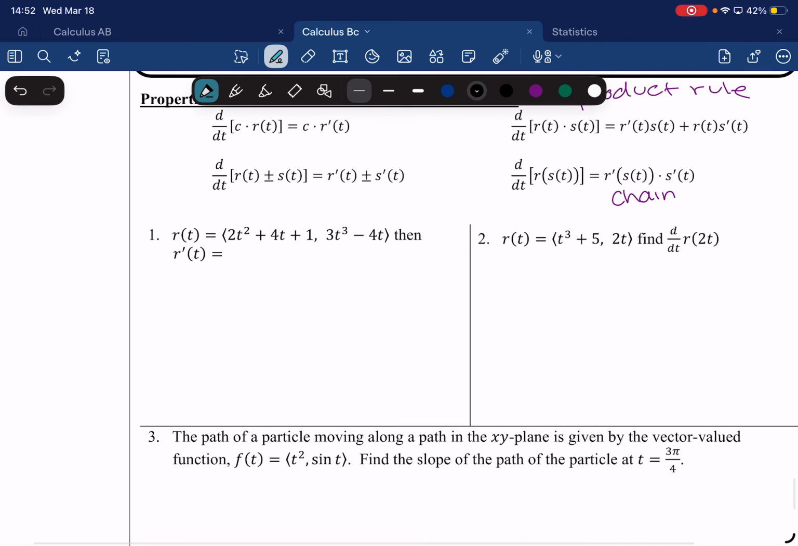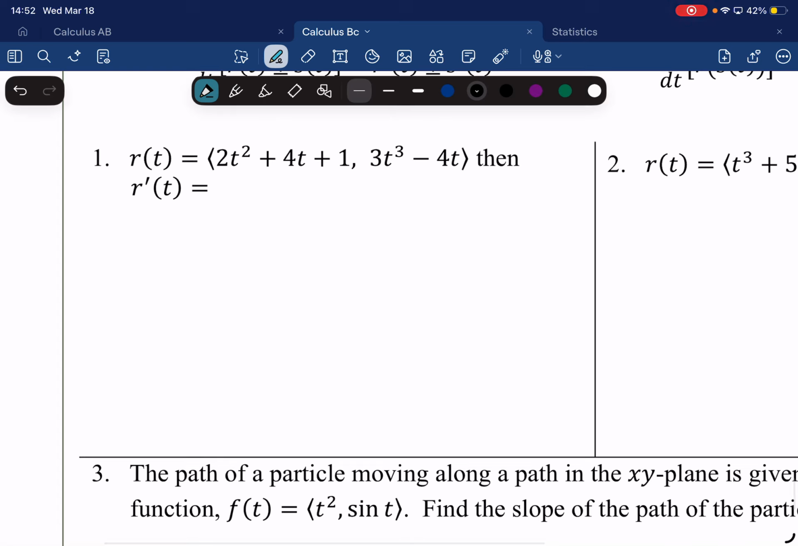Okay, so let's look at number 1. Number 1 gives us r of t, and notice we have two functions in here. So in order to find the derivative, we just take the derivative of each one separately. So r prime of t is equal to, what would be the derivative of that first function? 4t plus 4, and then the derivative of the next one? 9t squared minus 4. That is our answer.